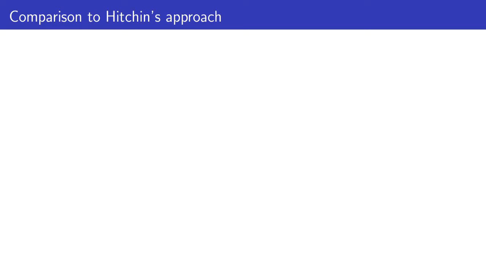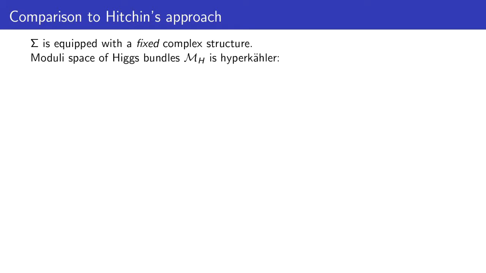Let me give you the big picture of how to get a flat connection out of the higher complex structure. In fact, we try to imitate, to some extent, the original approach of Hitchin. Hitchin's argument goes as follows. You equip your surface with a fixed complex structure, and then you consider what is called the moduli space of Higgs bundles. I will not explain what it is, but the main feature of this space is that it is hyperkähler. This roughly means that you have a one-parameter family of Kähler structures. So this one parameter, in fact, lives not in C, but in CP1.